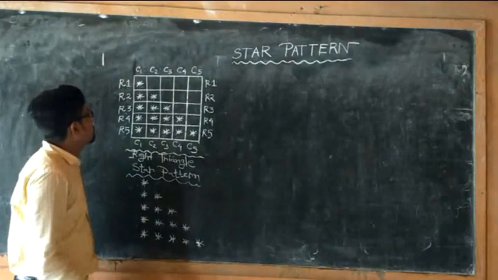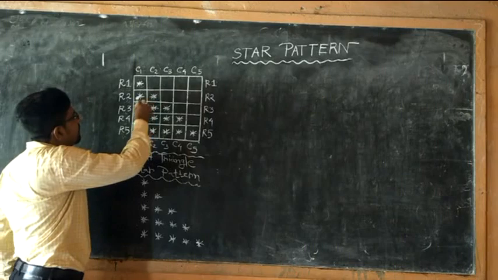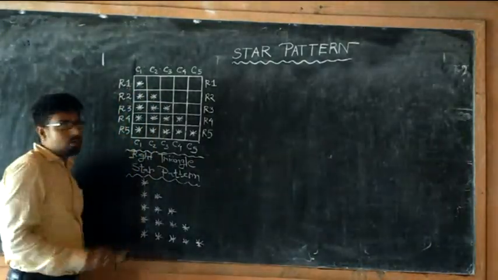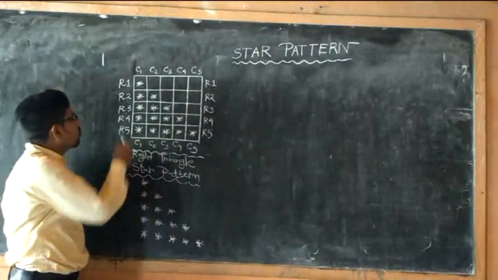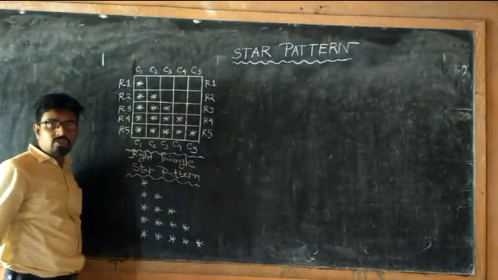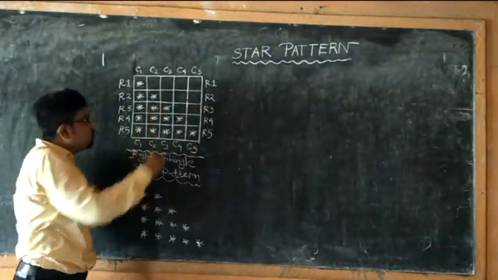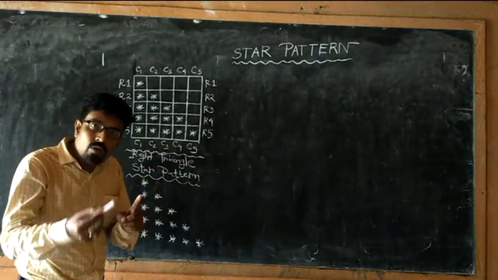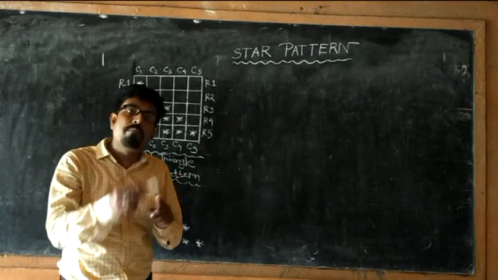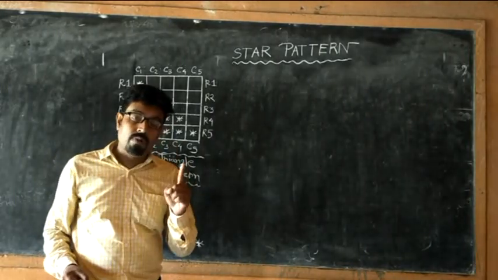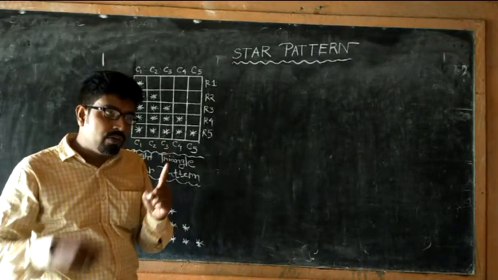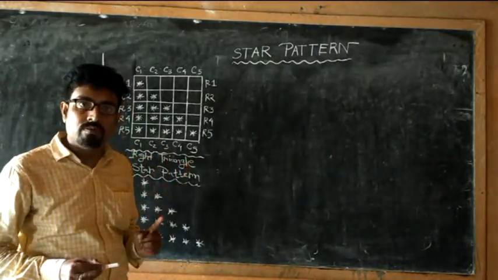One thing, students, is that all the stars print according to the row number. Row number 1 has only 1 star, not 5 stars. Row number 2 will have 2 stars. This means all column values are according to the row value. According to your row number, your column number, the stars will be printed. Must remember, according to your row number, your star will be printed. Then it will print your right triangle star pattern program, students.